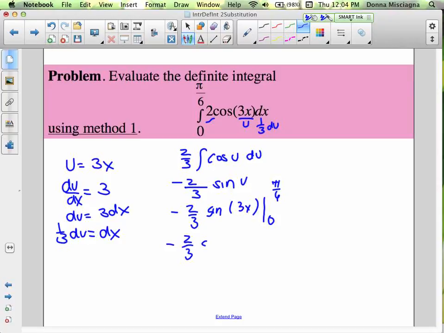All right, so 2/3 sine times 3 times 0. And then I'm going to just distribute the negative 2/3 at the end. No, wait. Don't you have to plug that into something else? Don't you have to change them, like we did on the last problem? No, because we were doing the other method. We substitute back. So this is method 1, so we're substituting back. All right, so minus sine 3 pi/6.